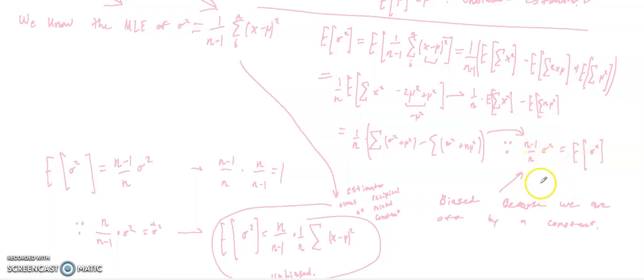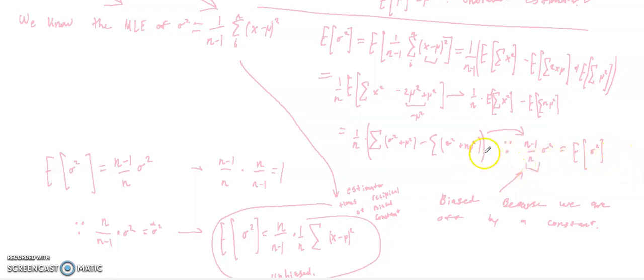So if this was an unbiased estimator, the expected value of sigma squared would just equal sigma squared. But this isn't the case. We have this added constant. So we're asked to find the actual unbiased estimator.